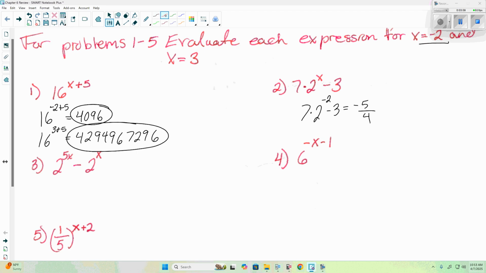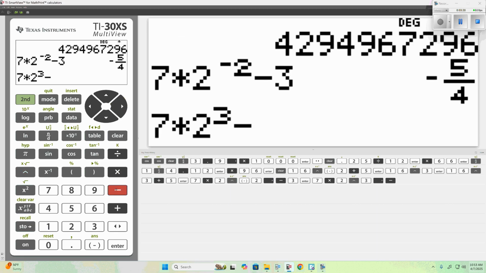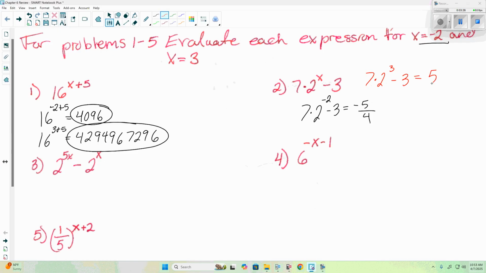Now we're going to do the same thing when x is 3. So 7 times 2 to the third minus 3. And again, we'll type it in to the calculator. 7 times 2 to the third minus 3 is -5/4. You can give it to me as -5/4, -1 1/4, or -1.25. As long as it's the same number, I don't care what form it's in. Any other questions on 1 through 5?